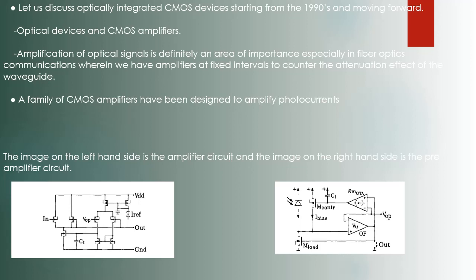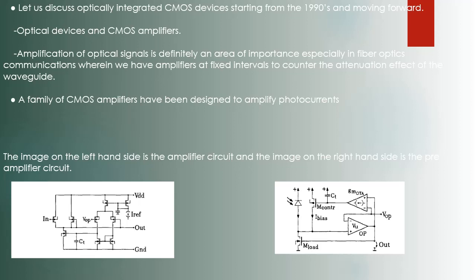CMOS amplifiers of photocurrents. A family of CMOS amplifiers has been designed to amplify photocurrents. Sensitivity and bandwidth of different components can easily be adjusted by choosing different transistor geometries. These devices assure low noise and high yield in fabrication.